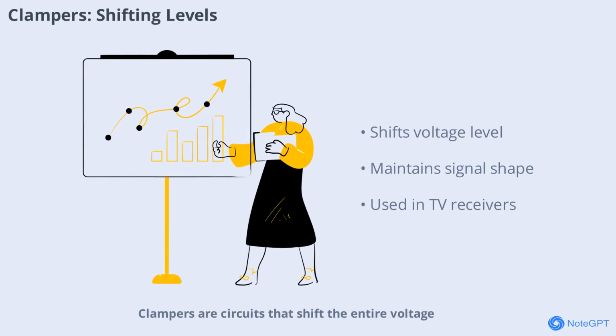Clampers are circuits that shift the entire voltage level of a signal without changing its shape. This is useful in applications where a signal needs to be moved up or down to match the input requirements of another circuit. For instance, clampers are used in television receivers to restore the DC level of video signals. By understanding clampers, you can design circuits that ensure signals are always within the desired voltage range.